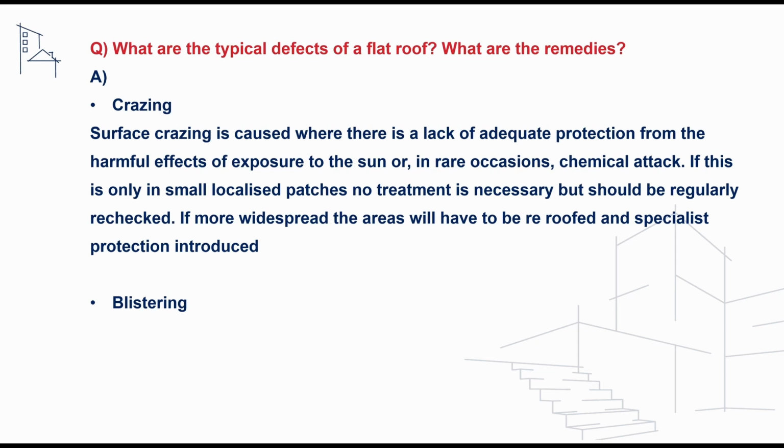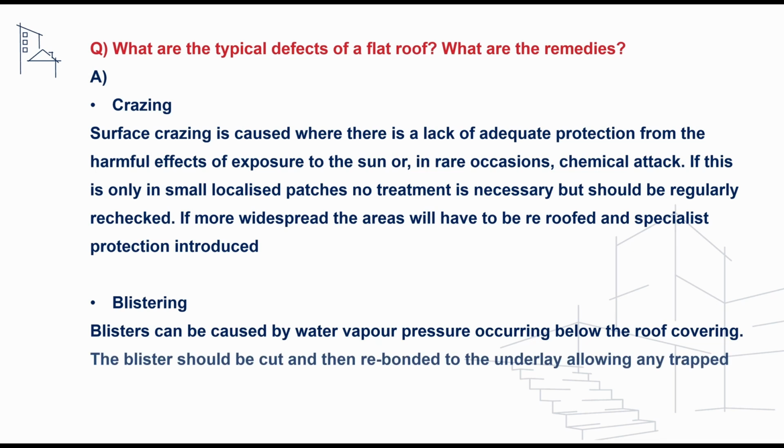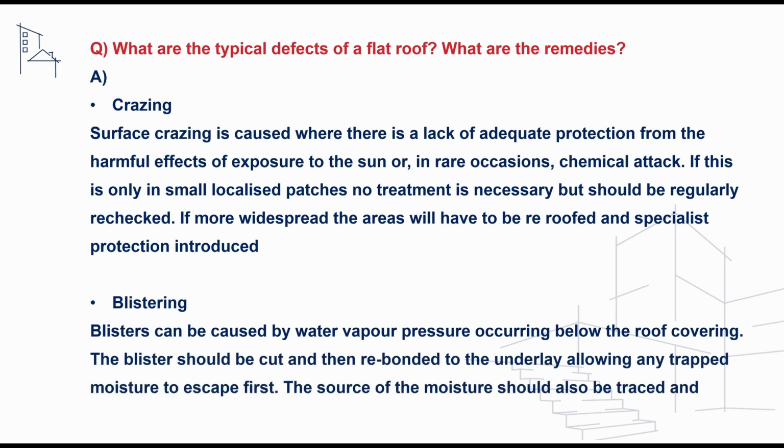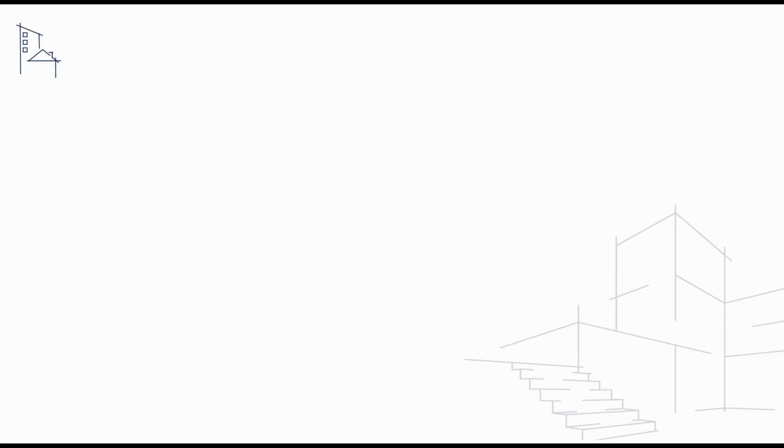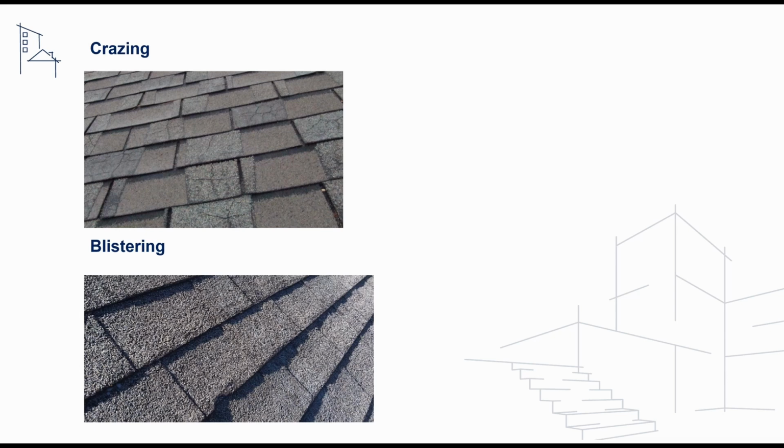Another common defect we could reference is blistering, and blisters can be caused by water vapour pressure occurring below the roof covering, and the blister should be cut and then rebonded to the underlay, allowing any trapped moisture to escape first. The source of the moisture should also be traced and rectified. And these are typical examples of crazing and blistering that we can see in the shown photos.